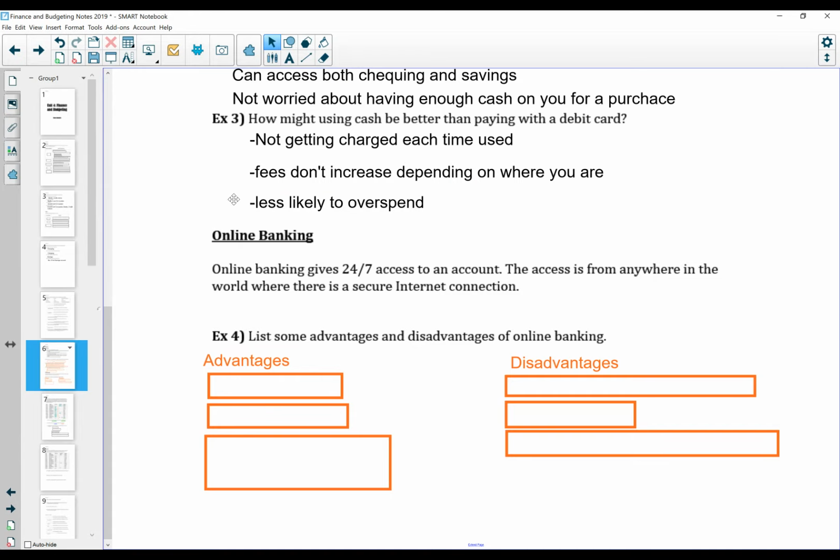You are less likely to overspend. It's a little bit harder to part with cash than it is to tap your debit card or to enter your PIN and to just not even see the money go away. So a lot of people like to use cash because it's a good way to keep track of your budget.